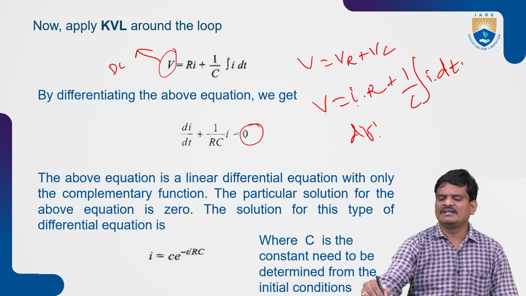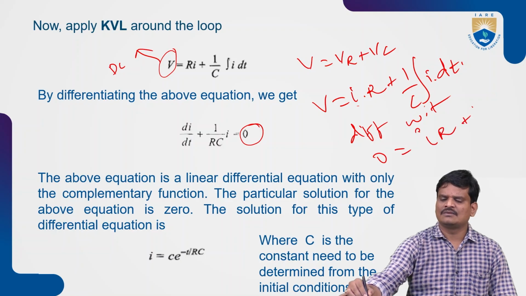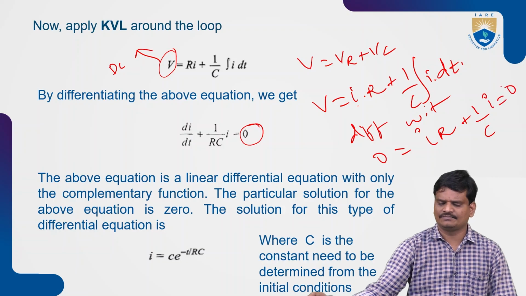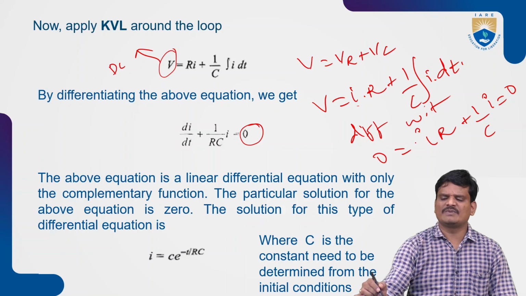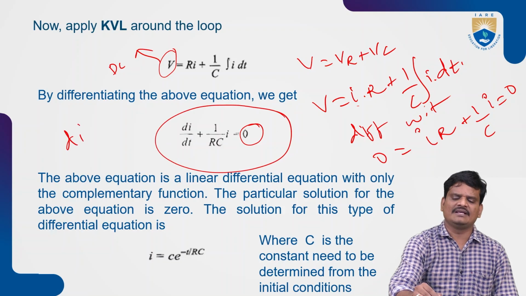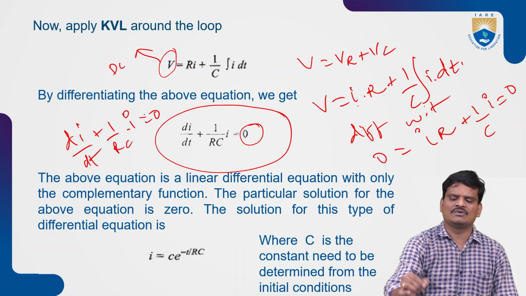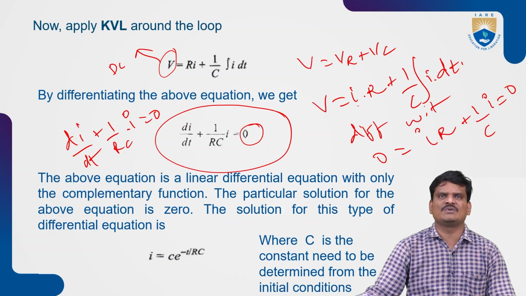What is the next step? Differentiate with respect to t. 0 equal to I into R plus 1 by C into I, and dV by dt equal to 0. By rewriting the same expression, I am going to get this expression as dI by dt plus 1 by RC into I equal to 0, which is the equation obtained after differentiating the expression which I got from applying the KVL for the above loop.